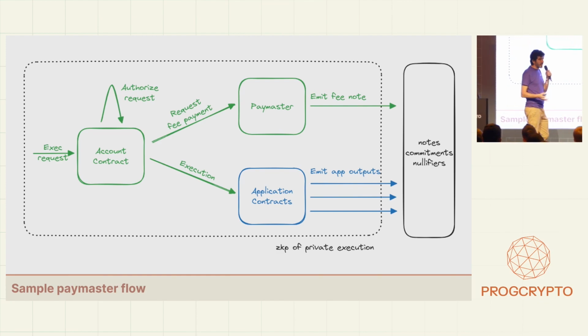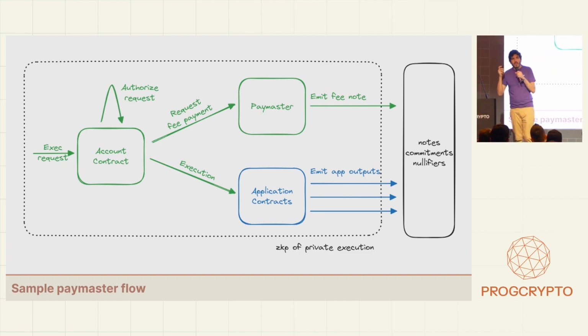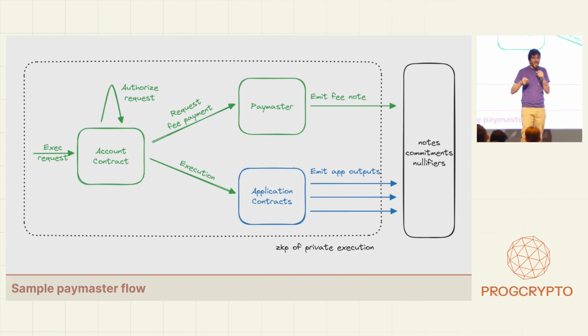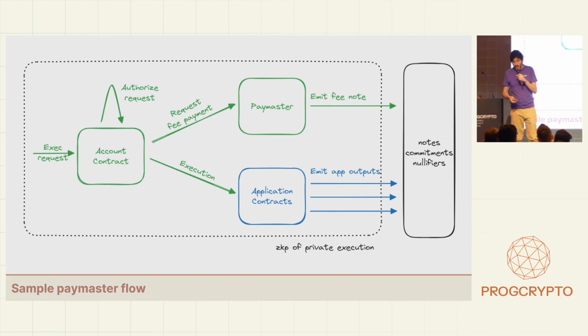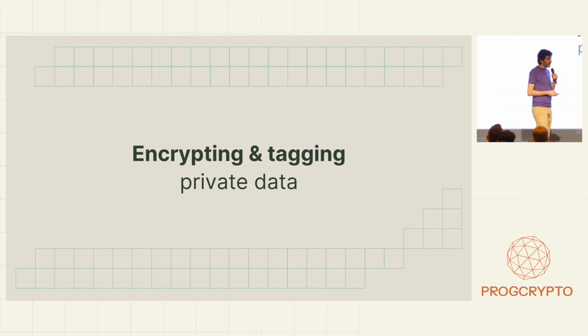So the only thing that the network sees that lives in the mempool is the snark of private execution, along with the set of notes, commitments, and nullifiers. And the important thing here is that one of those notes is a note meant for the sequencer to pay for their services. But we can take this one step further.